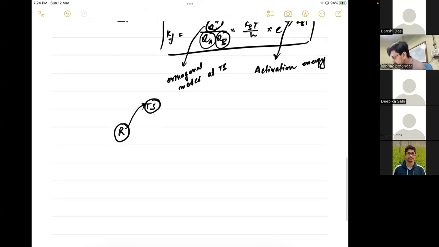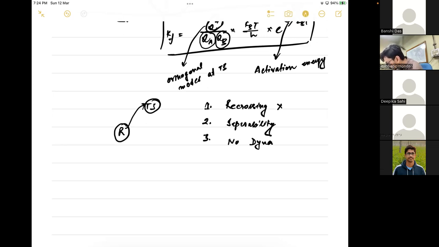So basically, at this stage, the first assumption of transition state theory was that there is no recrossing. The second assumption was the assumption of separability, meaning there is no energy transfer between the reaction coordinate and the orthogonal modes. So basically at this stage, we are assuming there are no dynamics. This is crucial.